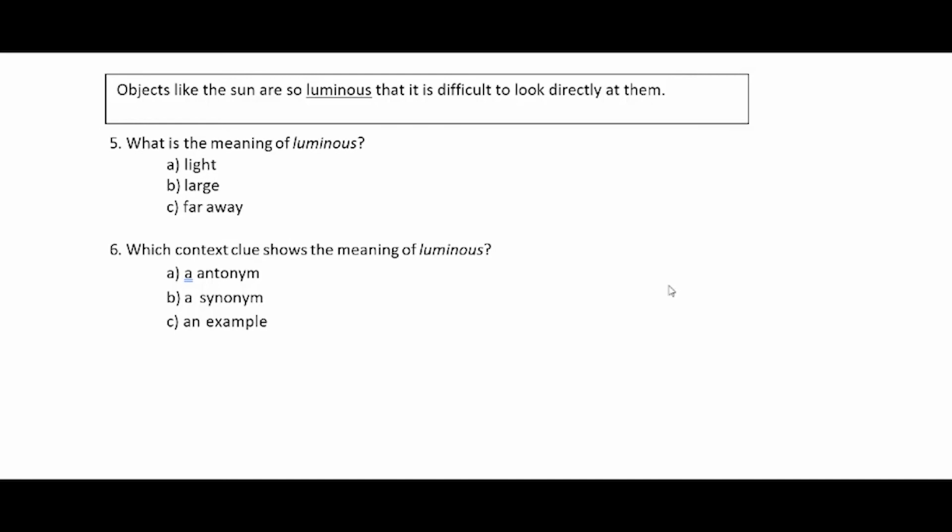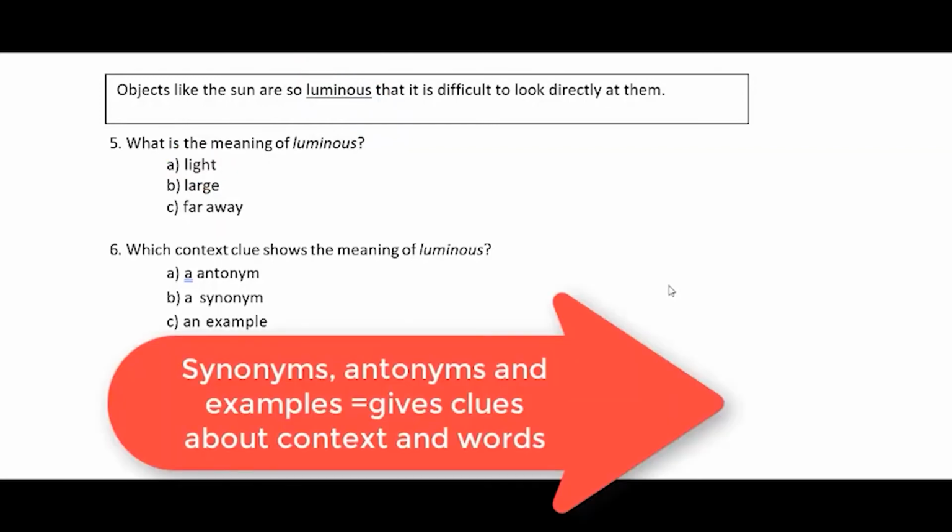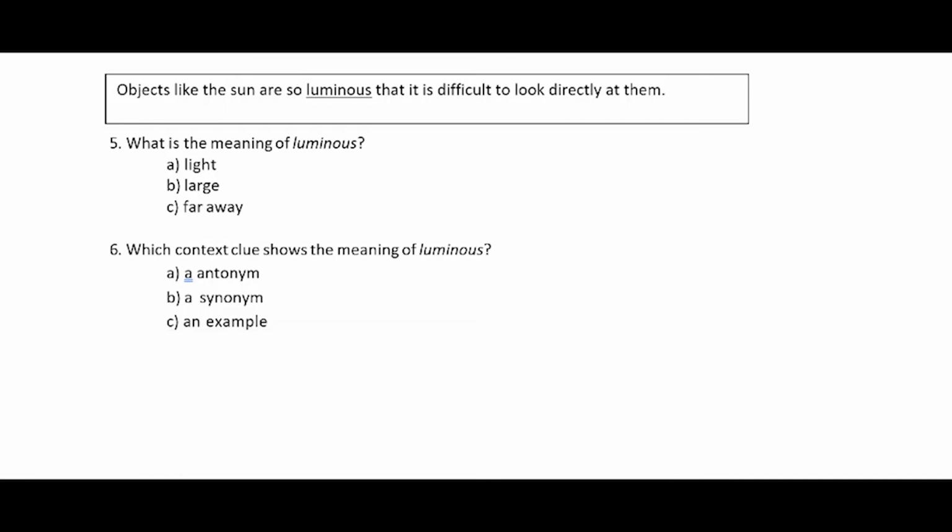So luminous means light, right? As it is difficult to look at them directly. So your context clue here is going to be an example, as it's using the sun, which is so luminous, which is so light. So you can see there, that's the actual context clue. All right, everyone. So hopefully this will give you a little bit more understanding of using context clues. So synonyms, antonyms, and examples.